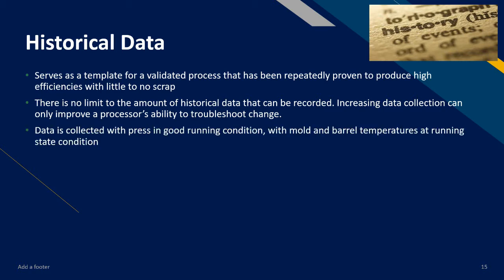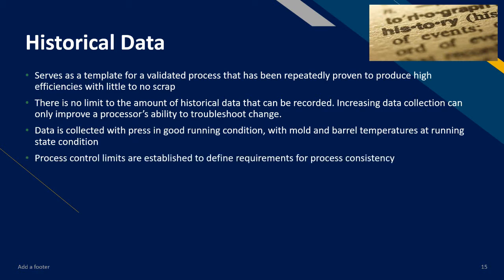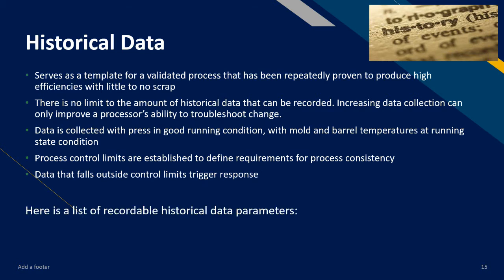So you want to collect that data with the press in good running condition, and you're going to want the mold and barrel temperatures at a running state condition. Process control limits are established to define the requirements for process consistency. Basically, we need to stay within our process windows. Any data that falls outside of the upper and lower control limits is going to trigger a response. That means if we're out of our control limits, then we need to be looking for what changed.